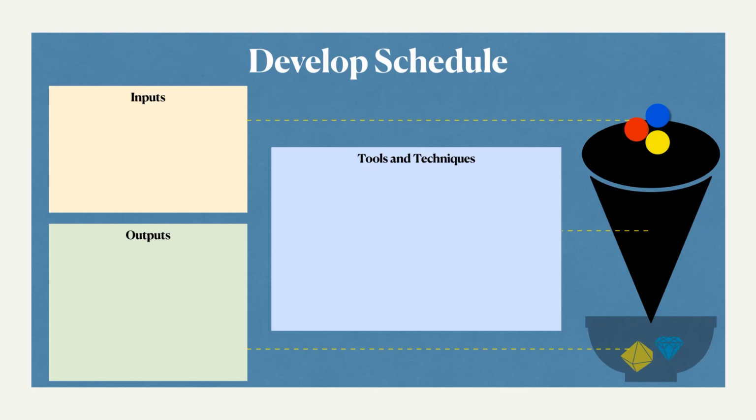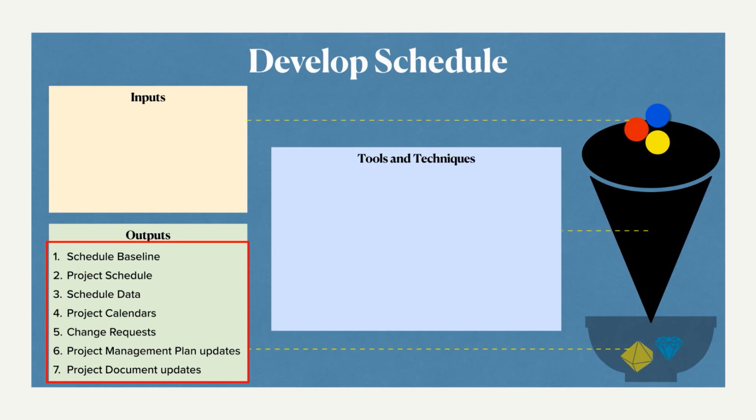Let's see what we need to produce as outputs. Okay, a lot of them. We need to baseline the schedule as a result of the process. I hope you all still remember what a baseline is. Baseline is nothing but an approved schedule. Schedule management, schedule plan versus schedule baseline. Plan is the not approved plan and baseline is the approved plan.